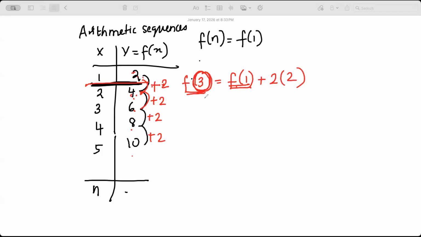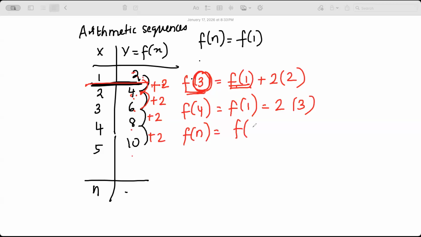So f of 3 equals f of 1 plus 2's, where the number of 2's added is 1 less than the input. Okay, so to find f of 4, from f of 1 I will add how many 2's? 3 2's. So for f of n, how will I write it? F of 1 plus 2 times how many 2's I'll add? N minus 1. If this is 4, this is 3. If this is 2, this is 2. 3, 2. 4, 3. N means n minus 1. Got it?